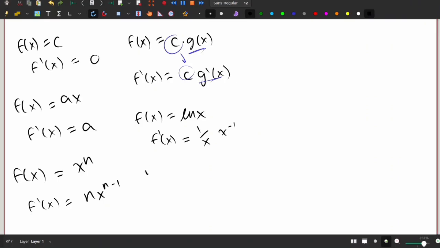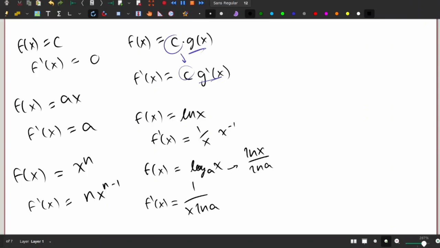Next, for any log function, so if f of x is equal to log, not just log e, but log base a of x, remember, you use the change of base formula to say this is equal to ln x over ln a, and remember, ln a is nothing but a constant. So with that idea, it'd be 1 over x times 1 over ln a. So 1 over x ln a is the derivative of any logarithmic function.